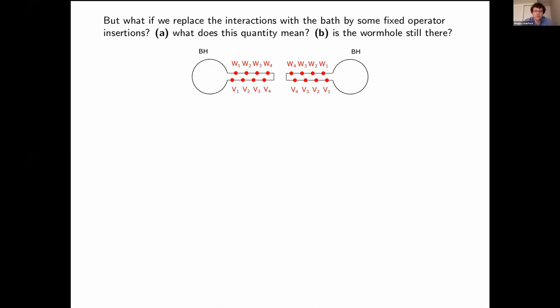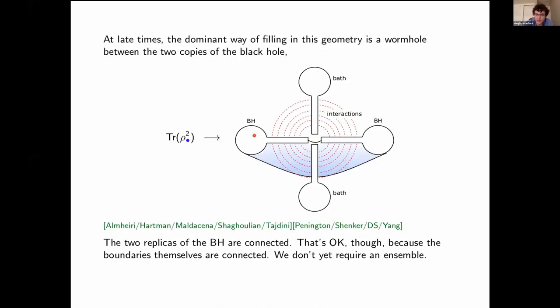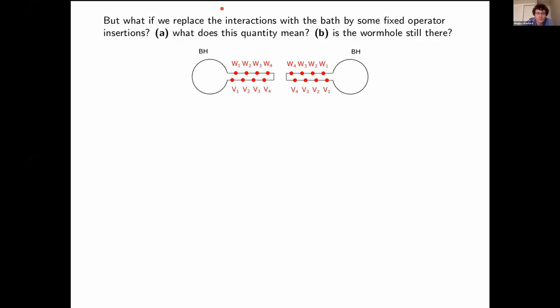But what happens if we replace the interactions with the bath in this picture? So the interactions between the two black hole systems mediated by the bath. What happens if we replace the interactions with the bath by some fixed operator insertions? So that's the time contours that are drawn here. We've deleted the bath systems altogether. And we just have a collection of insertions of these V operators and W operators.